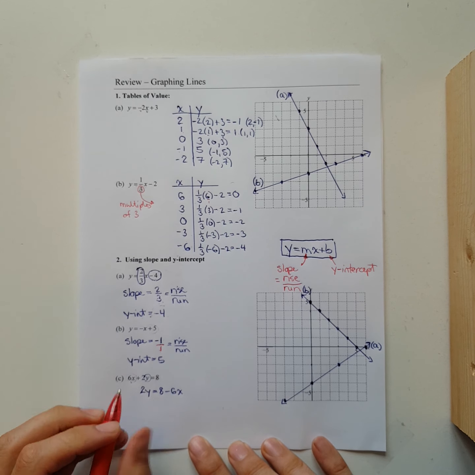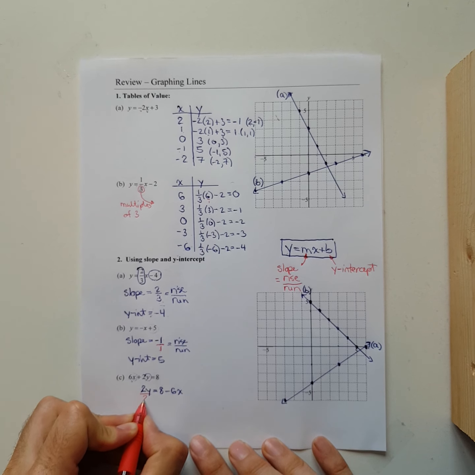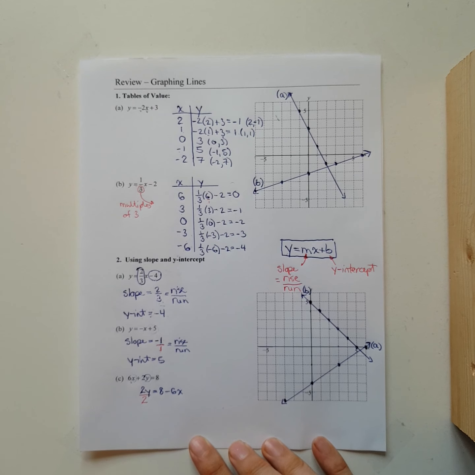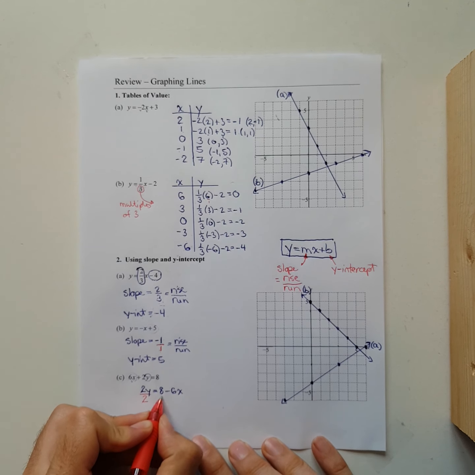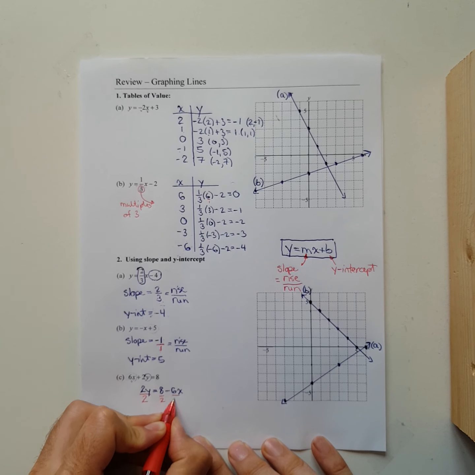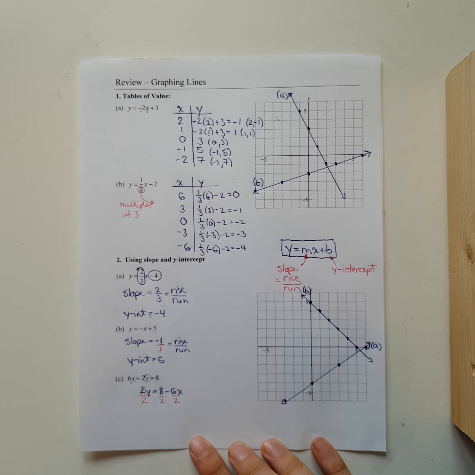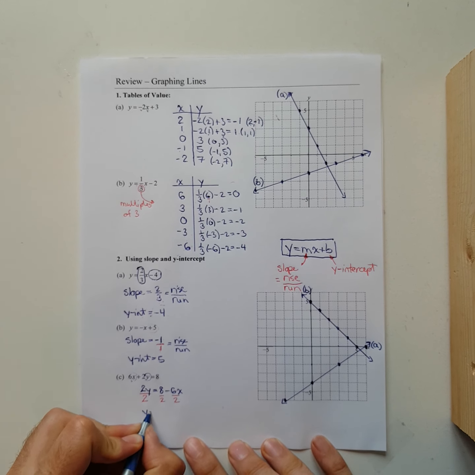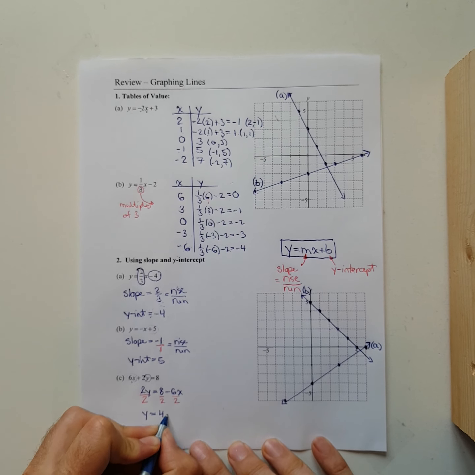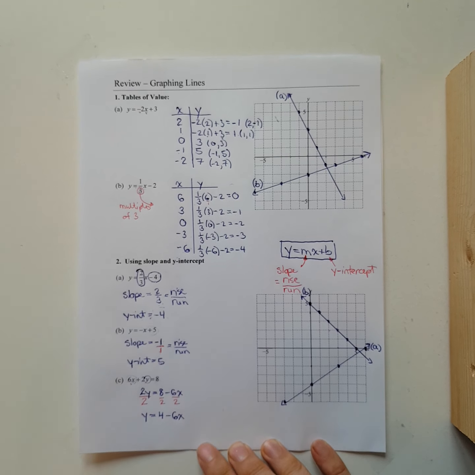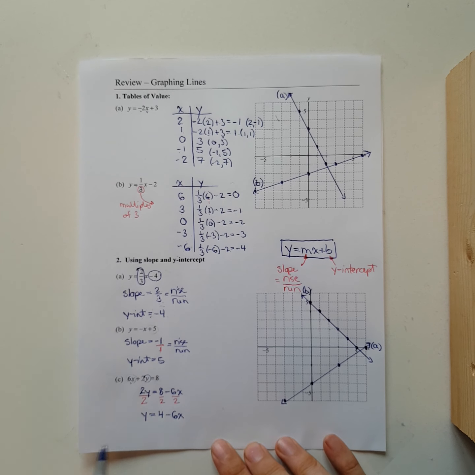To get rid of this coefficient, we talked about the idea that we would divide as the opposite operation. The only difference here is now I have 2 terms on this side, so I'm going to divide both of those terms by 2. So every single term gets divided by 2. And I end up with y equals 4 minus 6x. We can leave it in that form.